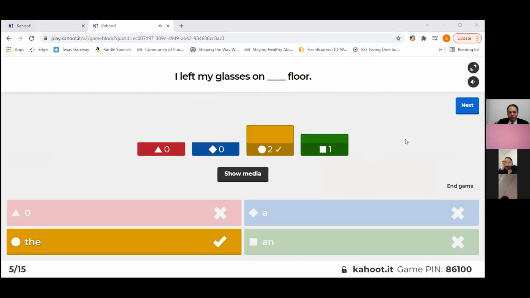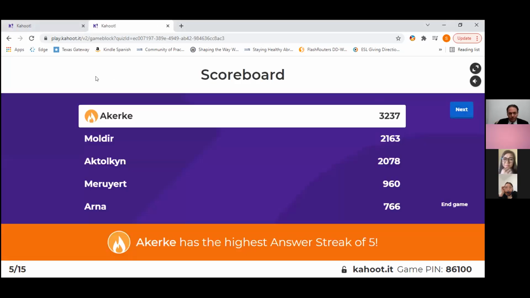Okay, yes, the floor, because it's a specific floor that you're talking about. You know which floor you left them on. So it's a very specific floor. A floor would mean any floor. You don't know which floor it is. Okay? It could be anywhere. And we'll do one more before we skip on, because I don't think we'll have time to finish the whole set.